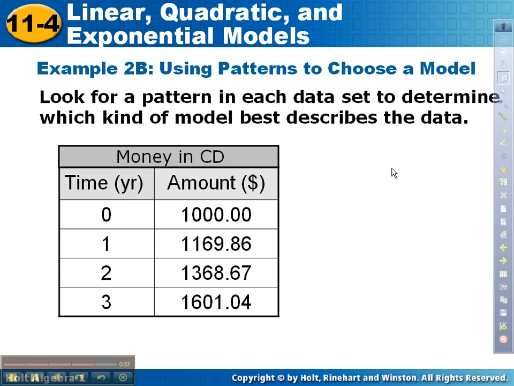How about this one? Let's check this one out. Increasing by 1 each time in my x values. What's happening with my y's? I'm multiplying by 1.17 each time. This is a constant ratio, and therefore it's exponential.